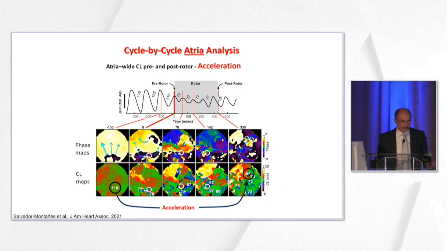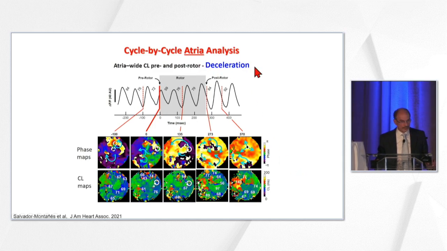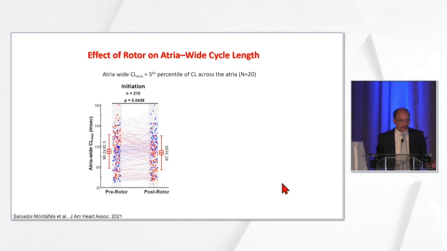But that was not always the case. We do not always have acceleration. Sometimes we have decelerations. Again, this is the rotor time where the rotor is present. Here we have a cycle length before and after, and we look at the map of the entire atria, and I don't see the numbers very well, but the number went from 63 before the rotor to about 67 milliseconds after the rotor. So there is a deceleration of the atria, although the rotor itself accelerated. So we look more carefully at what is happening here.